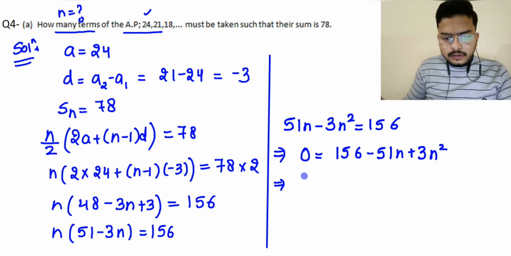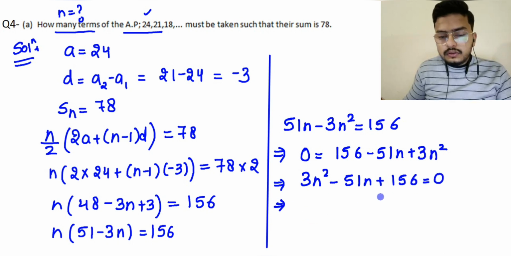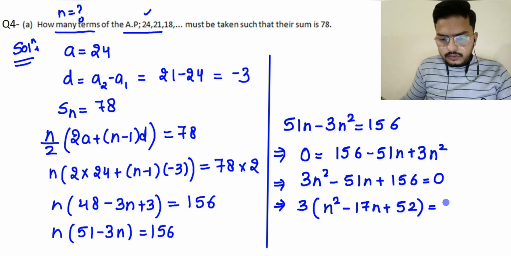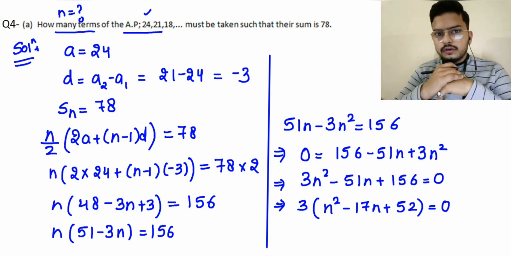So exactly your equation will become something like this: 3n square minus 51n plus 156 equals 0. But you can solve this equation further to make it easy. Just take the 3 common out from here, so n square minus 17n plus 52 equals 0. Now clearly you can see that this is a quadratic equation.